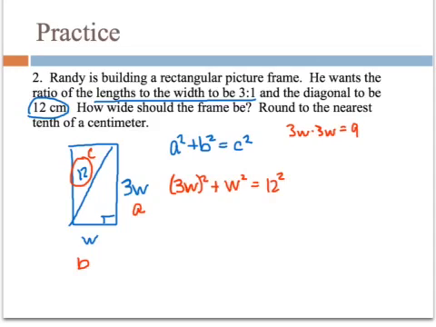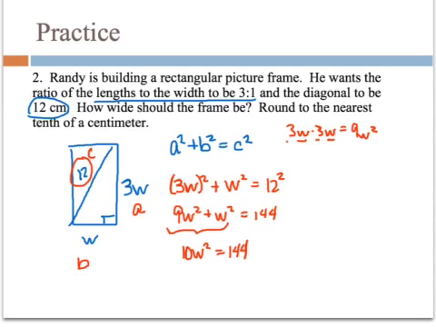So you end up with 9, because 3 times 3 is 9, and w times w is w squared. So I have 9w squared plus 1w squared, and 12 squared is 144. I can go ahead and combine these like terms. 9w squared plus 1w squared, we get 10w squared.